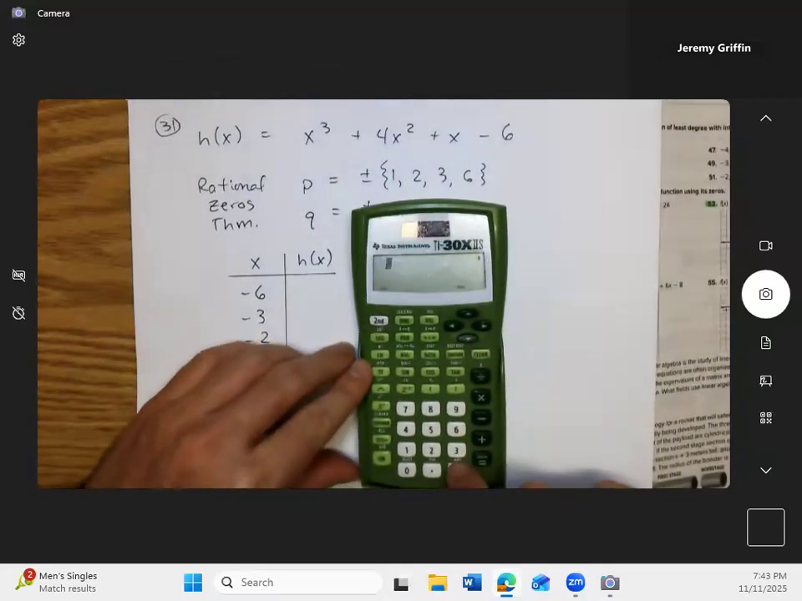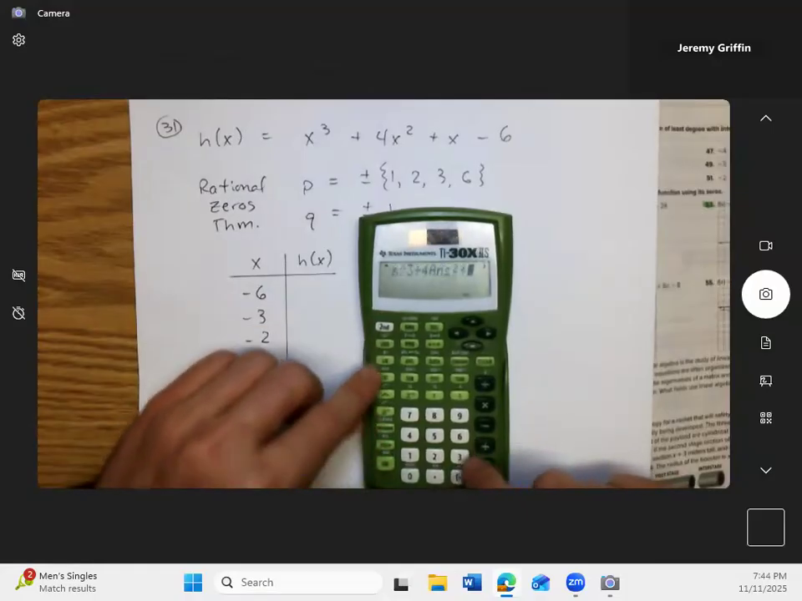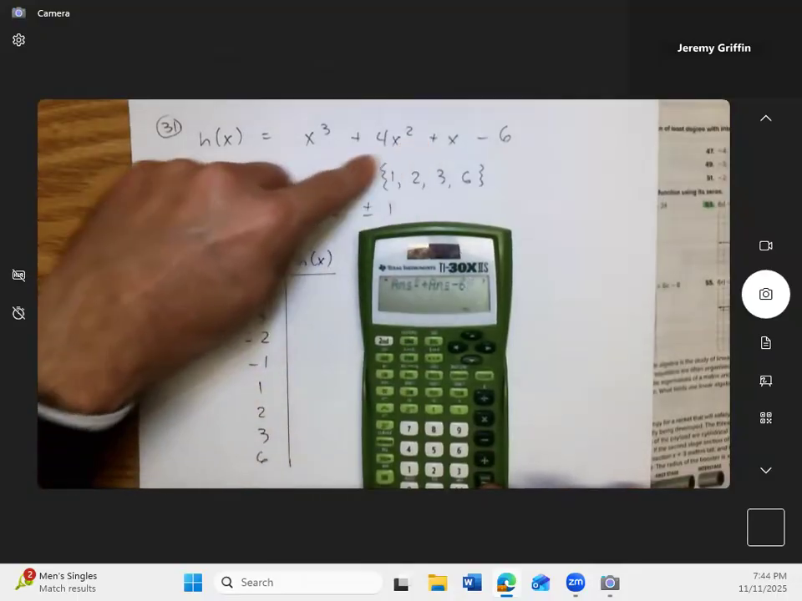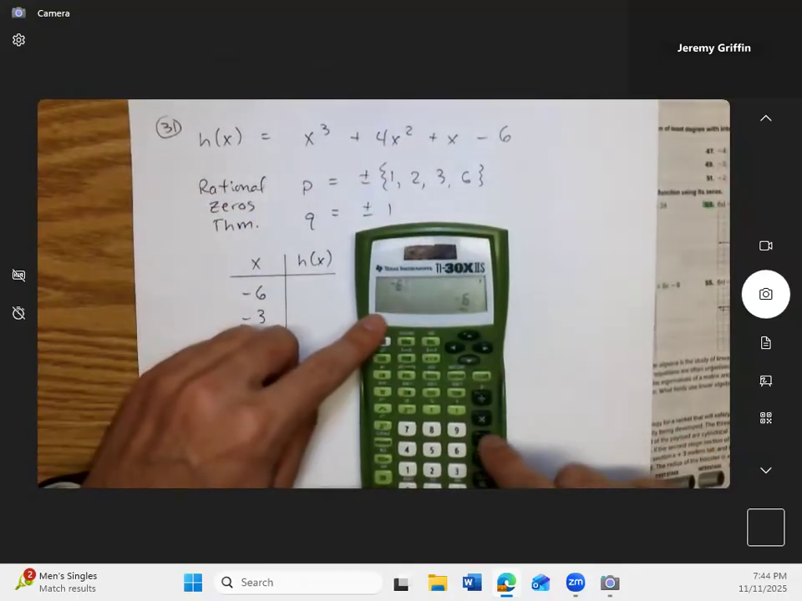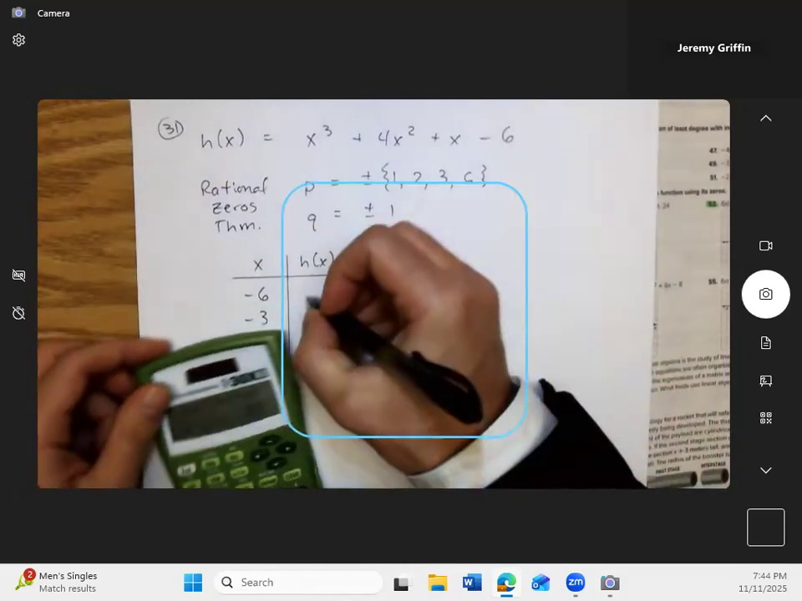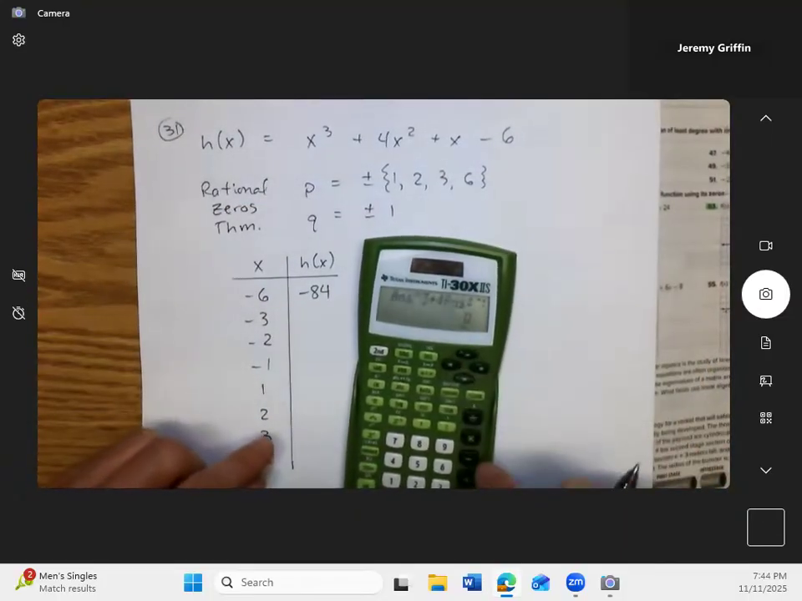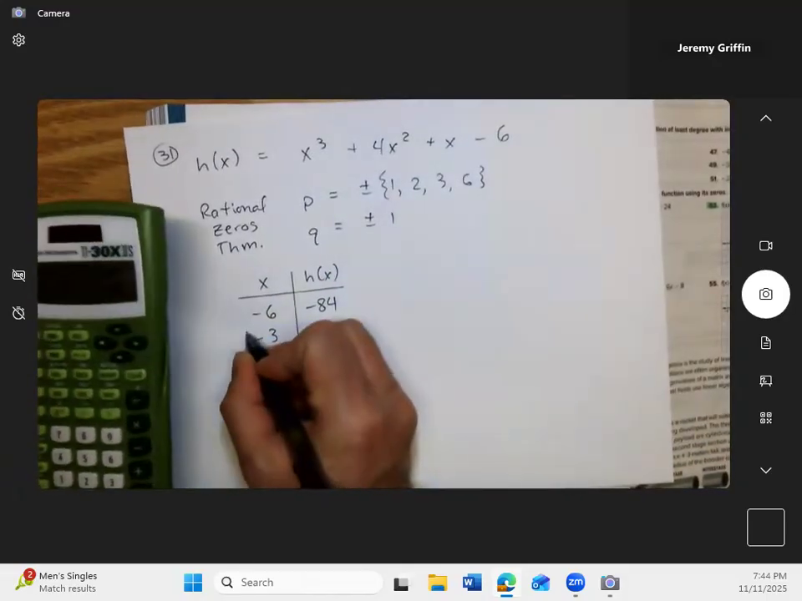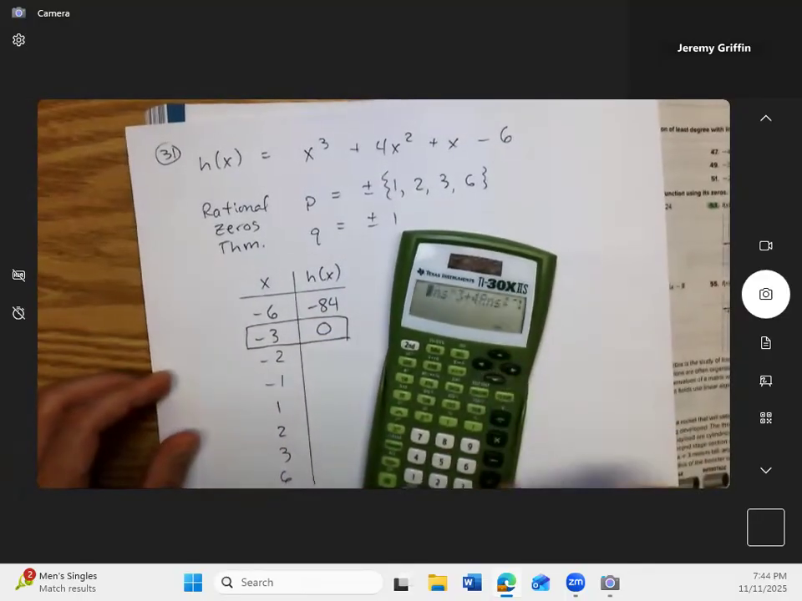So let's do answer to the power of 3 plus 4 answer squared plus answer minus 6. You guys know answer stands for x. I just modeled this expression. Now let's plug in -6. The calculator's thinking. -84. Well, that's not 0, so that's not what I'm looking for. Let's try -3. Oh, I got one. Ding, ding, ding. Winner. Oh, yeah.